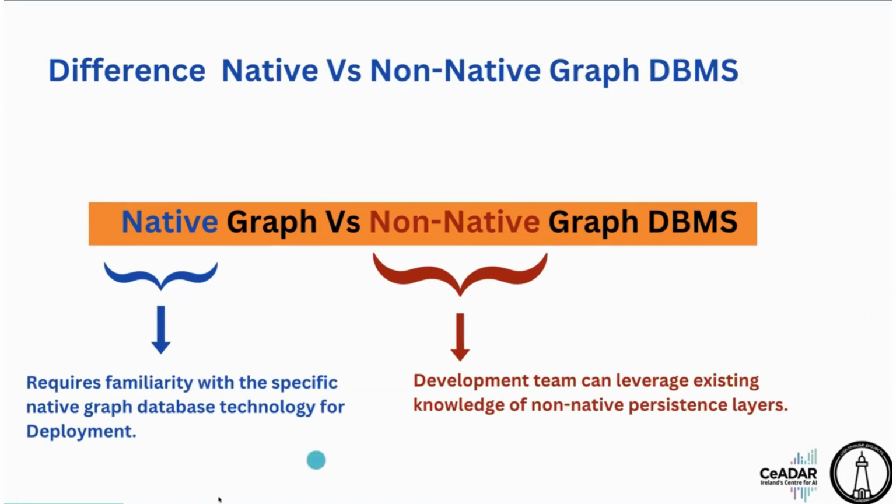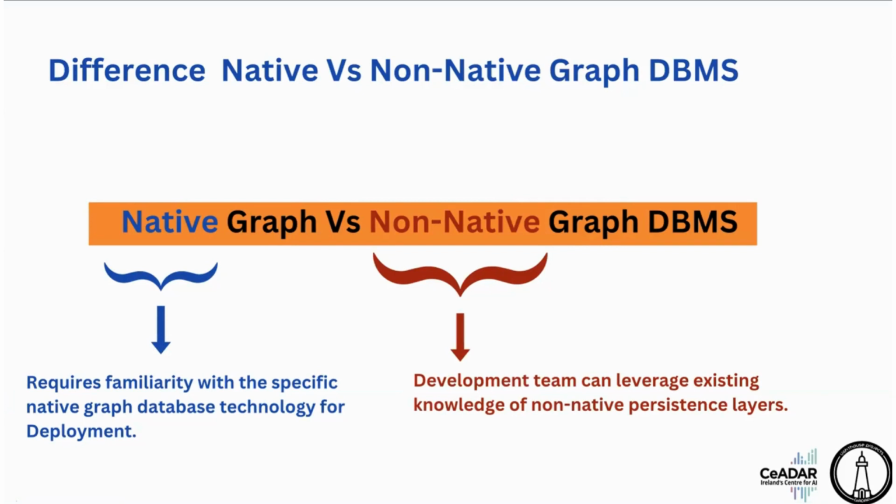The next important thing we can say is the non-native persistence layer. Each and every development team can leverage existing knowledge of a non-native persistence layer, but in native, it requires familiarity. That is the only thing. Why? Because the graph is a completely new database technology, and it requires a lot of familiarization to work with it. If there is not much familiarity with working with a graph database, then it becomes very difficult to work on it, because of the persistence layer and everything. That's the biggest thing.